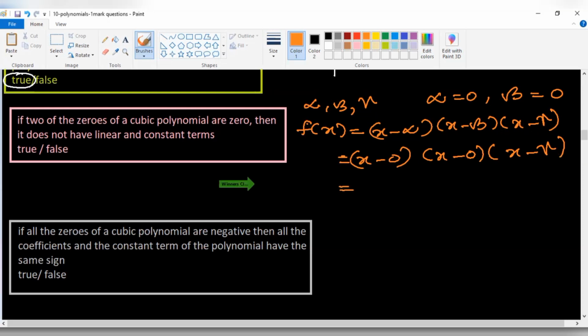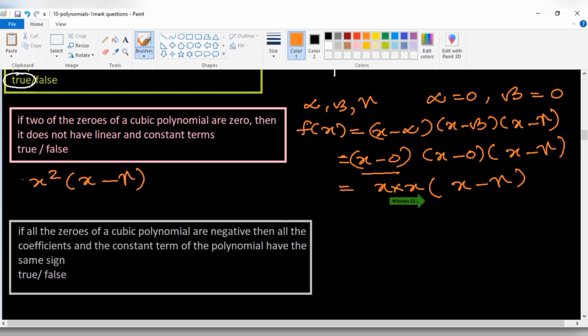Now let us check what happens here. This is x, right? x minus 0 is x. This is also x. So x into x, then again x minus gamma is here. So finally x into x square, that is x square into (x minus gamma). This is our required polynomial.